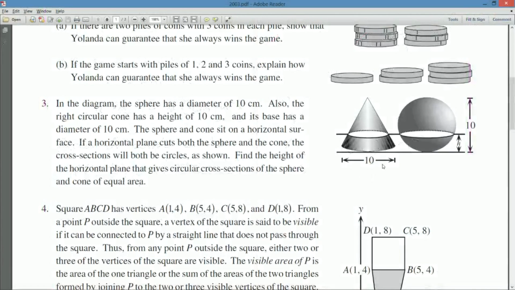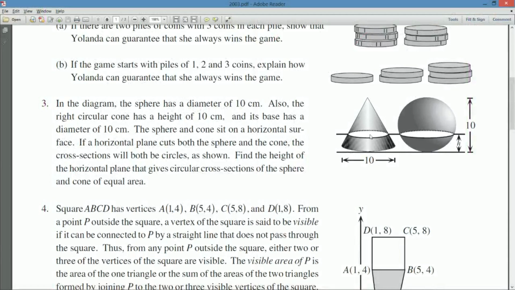Now, the way they have phrased it, can the height be 10? Because that would be at the very top where both circles sort of have radius 0. That single point on the top of the cone and the very tip of the sphere both have a radius of 0. So they're just going to be single points. Or a height of 2 above the base will also work.